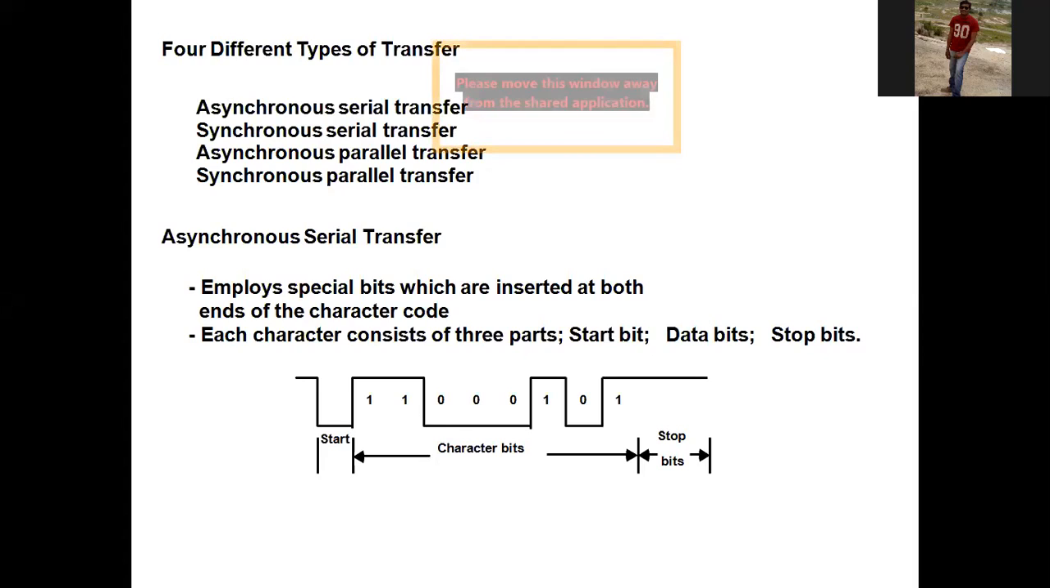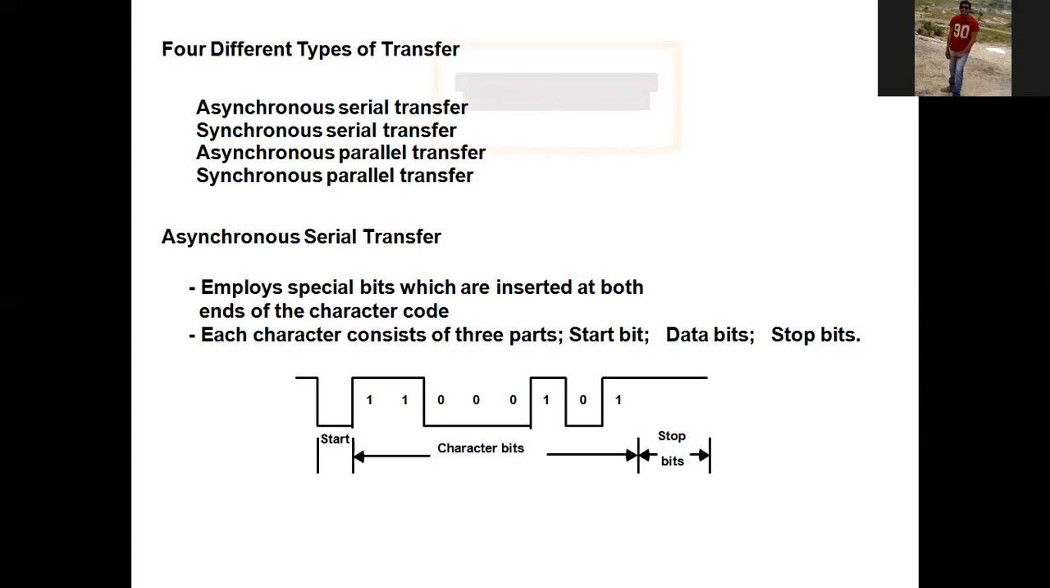Now I am going to discuss the asynchronous serial transfer, which is one of the concepts in your second unit. As I told you previously, asynchronous means there is no need of a clock, isn't it? Synchronous means a clock pulse is required. Based on the clock pulse, we transfer the data. So there is no problem when we are going with synchronous data transmission.